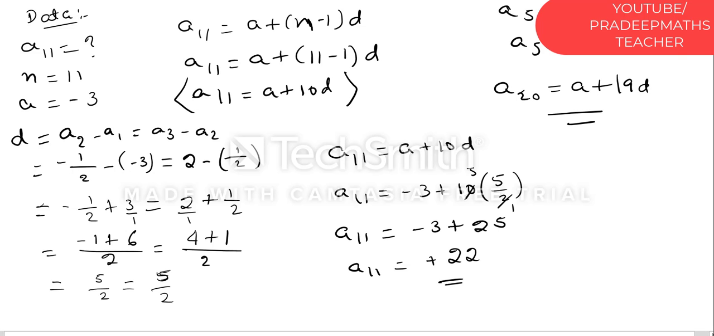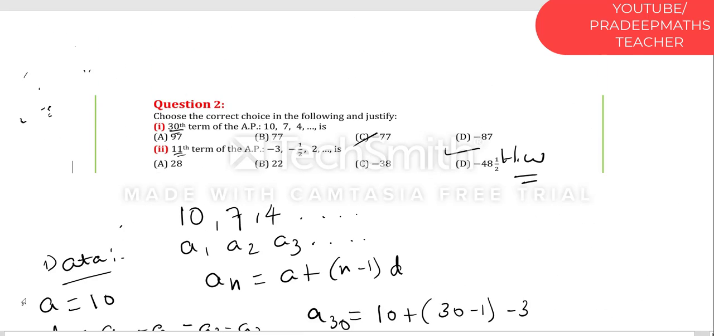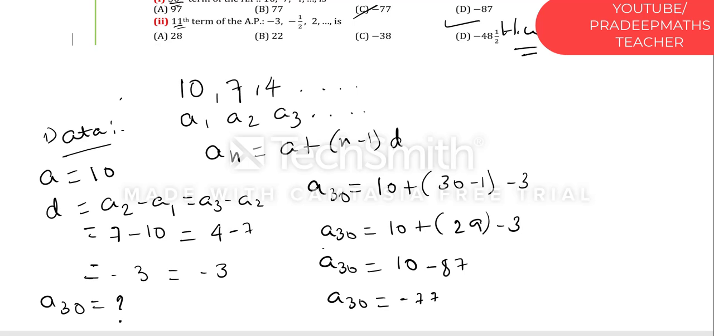Now just observe, plus 22 is in which option? So the answer is plus 22. Plus 22 means the B option is right. So you need to mark the B option as your right answer.